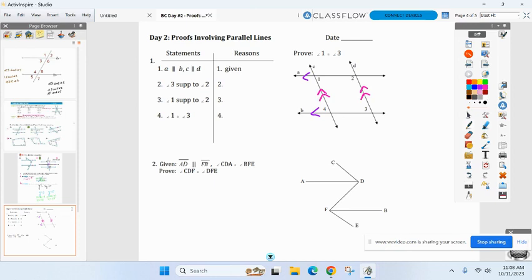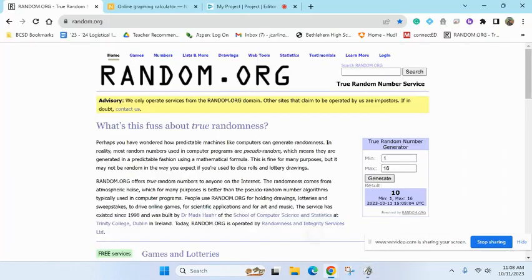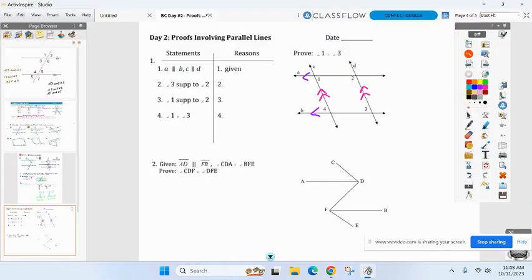30 seconds, talk to your group. What type of angles are 3 and 2 from yesterday? Everyone's in agreement. Good job. What type of angles are they from yesterday? 4, Doyle. Same side interior. Good job. Same side interior.